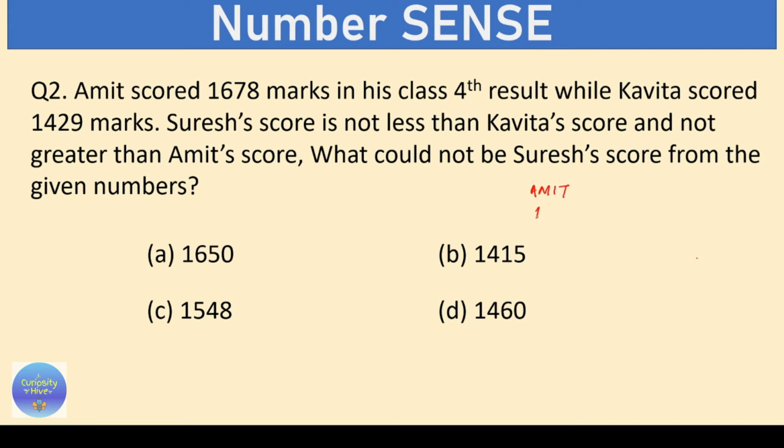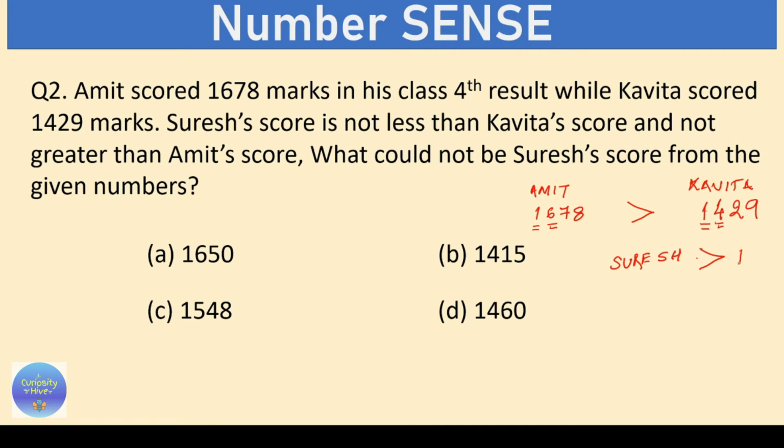who scores 1678, and let's write Kavita here, who scores 1429. Well, out of these numbers, Amit has scored more than Kavita. How do we check? We always start with the first number. It's equal, so the thousands is equal. Then we move to the second number, hundreds place. Well, Amit has got a higher number, so Amit has the higher score. Now we have another person, Suresh, and it is said that Suresh's score is not less than Kavita's score.